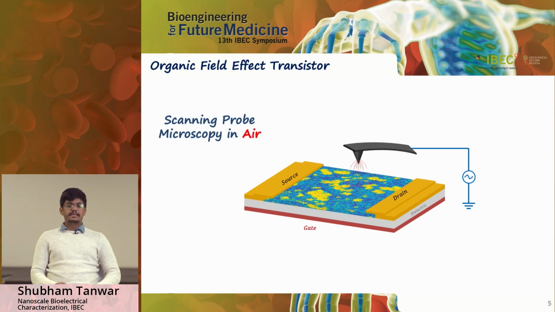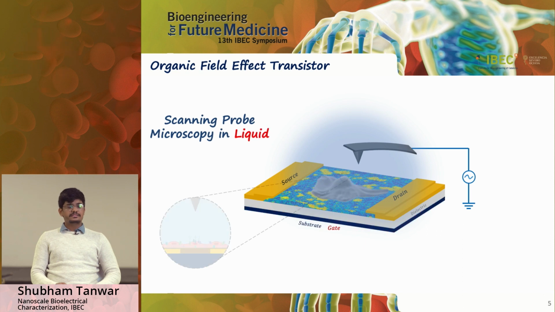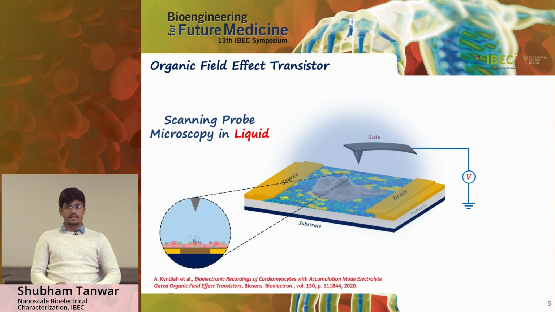Measurements in air are pretty standard now, but when we do measurements in liquid, there are a lot of complex phenomena that we have to take into account, which is necessary for applications like biosensing. To do nanoscale measurements in liquid, generally the transistor is gated with the help of the cantilever, as shown here.